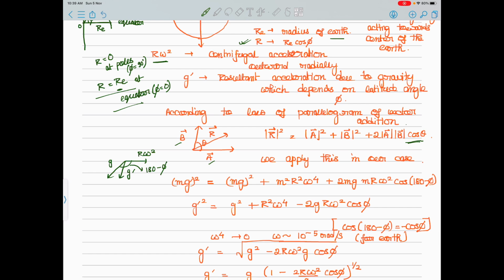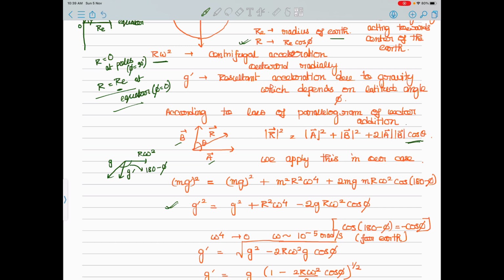So I have taken here the force, this mass into this g dash whole square, because g dash is only the acceleration. So I can always multiply the mass on both the sides. Ultimately it will cancel out. We can start with this also. So g dash square will be equal to g square plus r square omega to the power 4, because r omega square whole square becomes this.